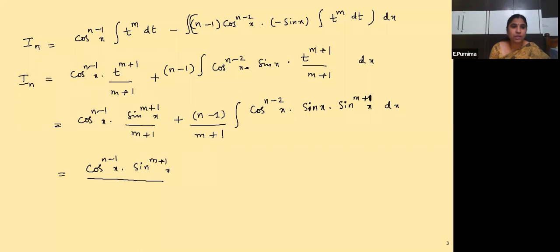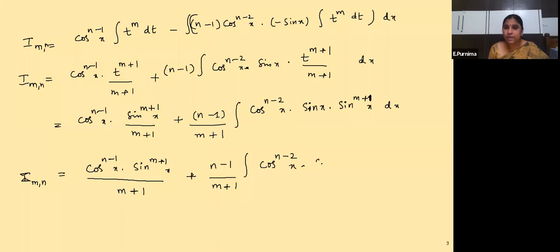Here also m comma n, children. Here also m comma n. So here also I am writing I m comma n by m plus 1 is equal to plus n minus 1 by m plus 1 into integral cos to the power of n minus 2 x into sin to the power of, bases are same, children, we can add the powers. m plus 1 is nothing but m plus 2. sin to the power of m plus 2 x dx.